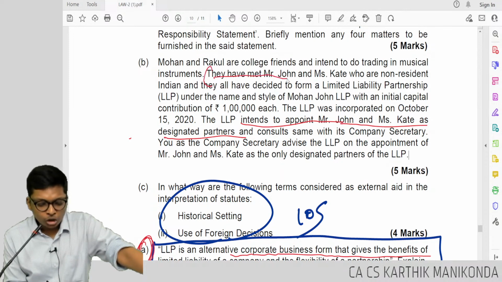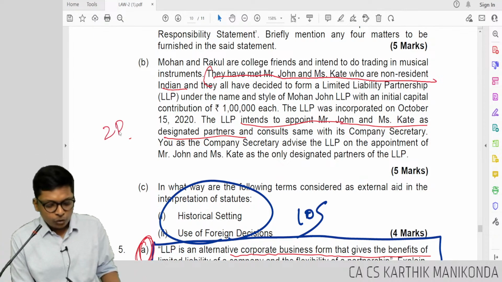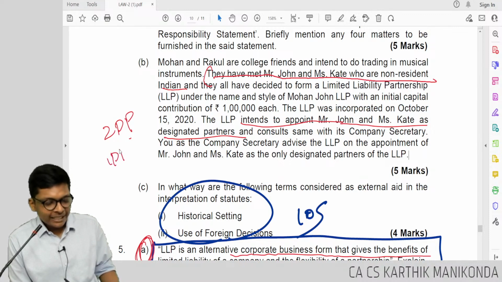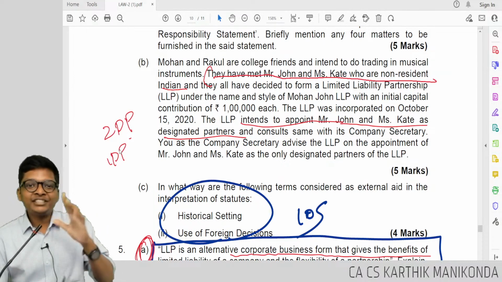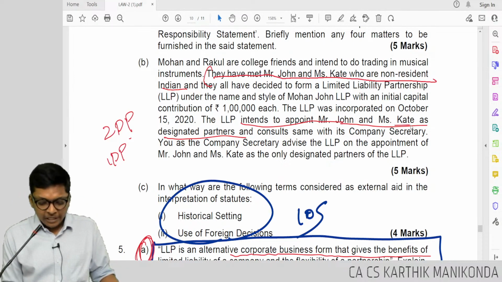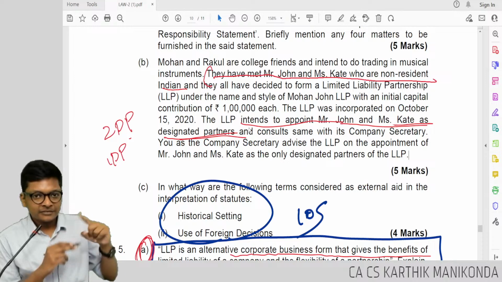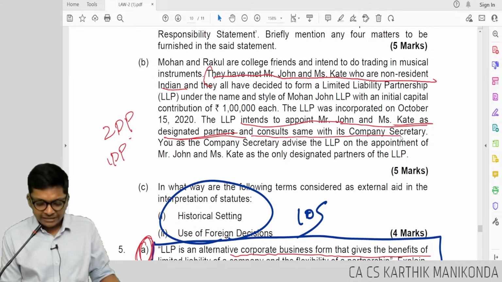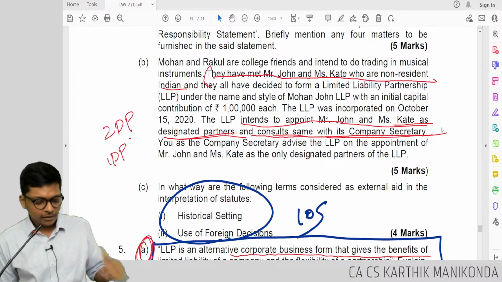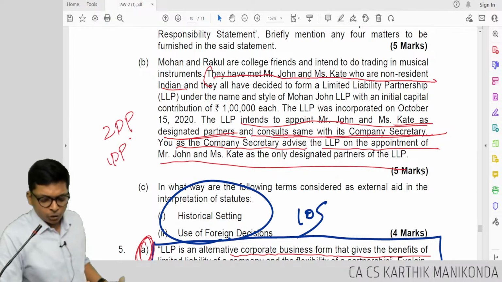They have met John and Kate, who are non-resident Indians. I told you, out of 2 DPs, at least 1 DP must be resident in India for more than 120 days in the previous financial year. Keeping both as non-residents as DPs is not possible. So 2 points are covered: the financial year point and the DP point. You are the company secretary. Advise the LLP on appointment of John and Kate as the only designated partners of LLP.